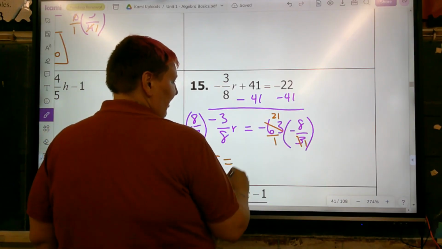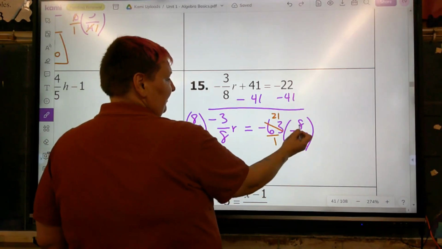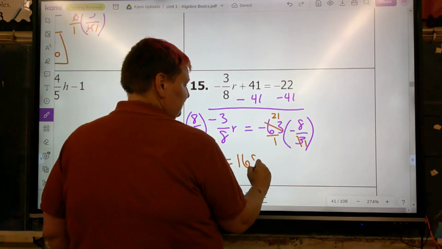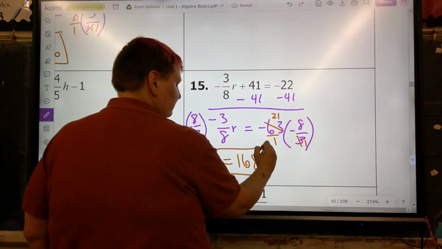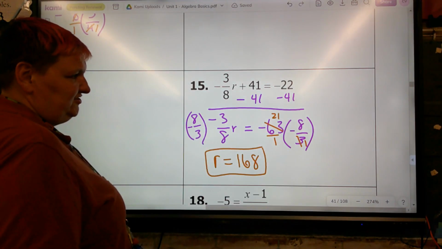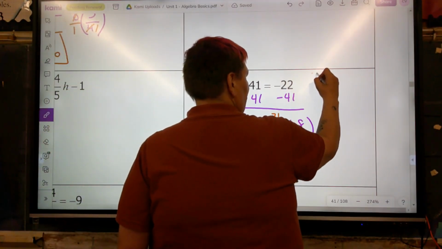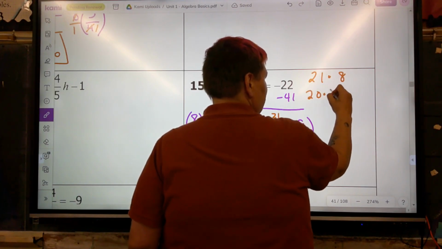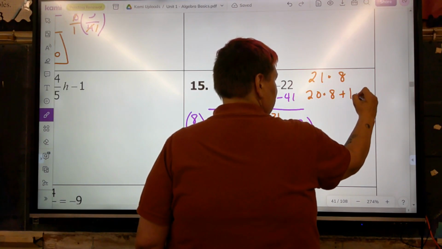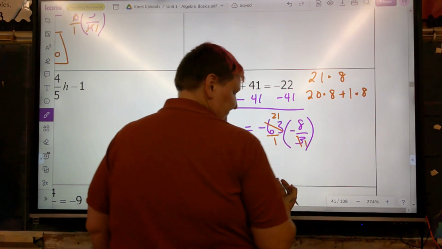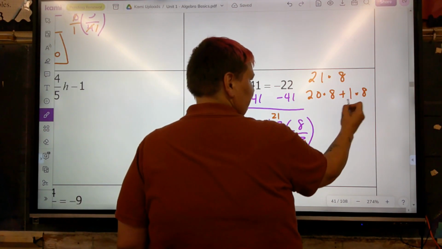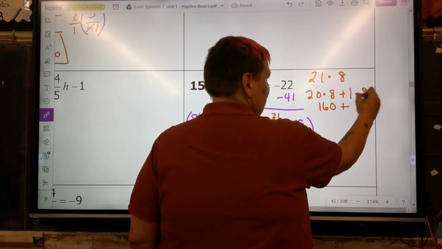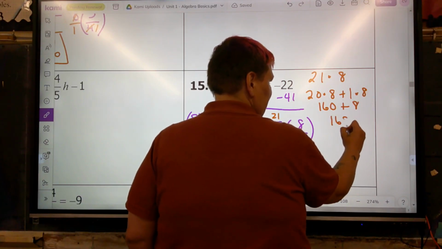So negative times a negative is a positive, so our answer is going to be positive. 8 times 20 is 160. 8 times 1 is 8, so it's 168. See what I did there? I said instead of 21 times 8, I did 20 times 8, and I added 1 times 8. 21 can be split. Split the numbers, right? 20 times 8 is 160. 1 times 8 is 8. 168 is your answer.